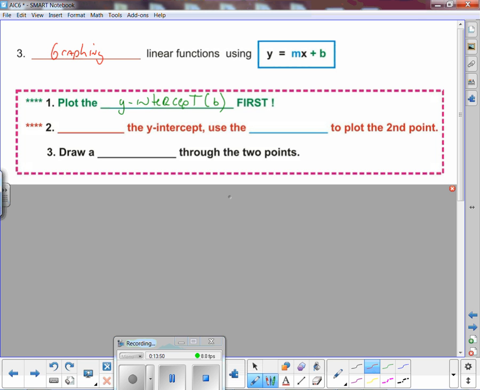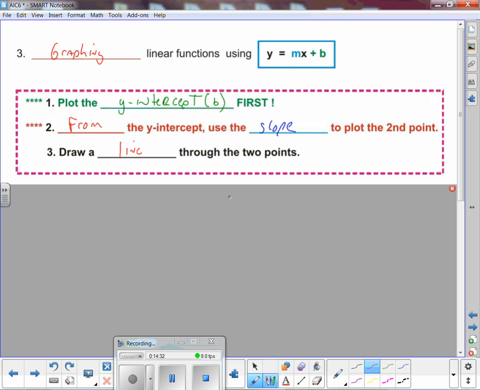All right, next. This is key, from the y-intercept. Last night you went from the point. So now we go from the y-intercept, use the slope to plot the second point. From the y-intercept, use the slope to plot the second point, and then I'll finish off in red, draw a line through the 2 points. And that's it. Draw a line through the 2 points.